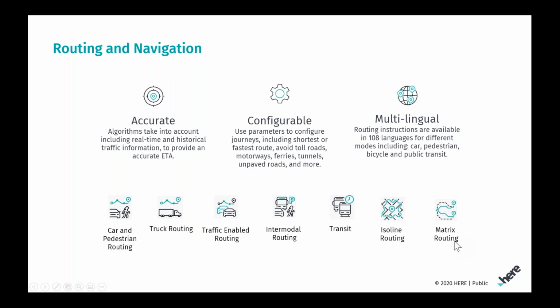And the last one, but not least, is the matrix routing. For a given number of points on a map, it will calculate the fastest route between them, and it will give you the distance and also the time it takes to go from point A to B, and A to C, and A to D, and B to C, and B to D, and so on and so forth.